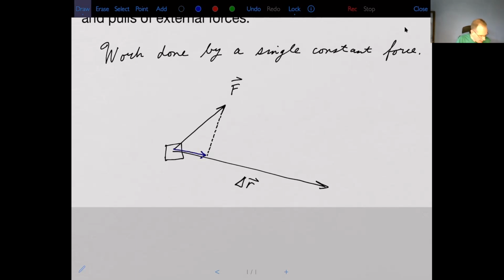I'll write it in general as just F parallel. So if this is my angle theta, that blue piece is F parallel. It's the component of the force that's parallel to the displacement. So the work done, I'll just call it W, by that force F is equal to the parallel component of that force times the displacement. Okay, and it turns out work is a scalar. It has no direction, just a magnitude, and the units are joules.